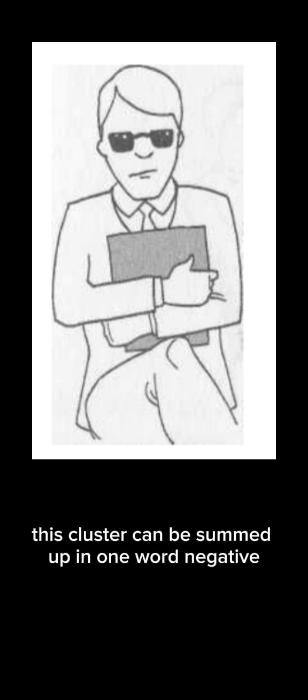7. What are the five main signals? This cluster can be summed up in one word: negative. The folder is used as a barrier, and the arms and legs are folded due to nervousness or defensiveness. His coat is buttoned, and his sunglasses hide any eye or pupil signals. Considering that people form 90% of their opinion of someone in the first 4 minutes, it's unlikely that this man will ever get to first base with another person.